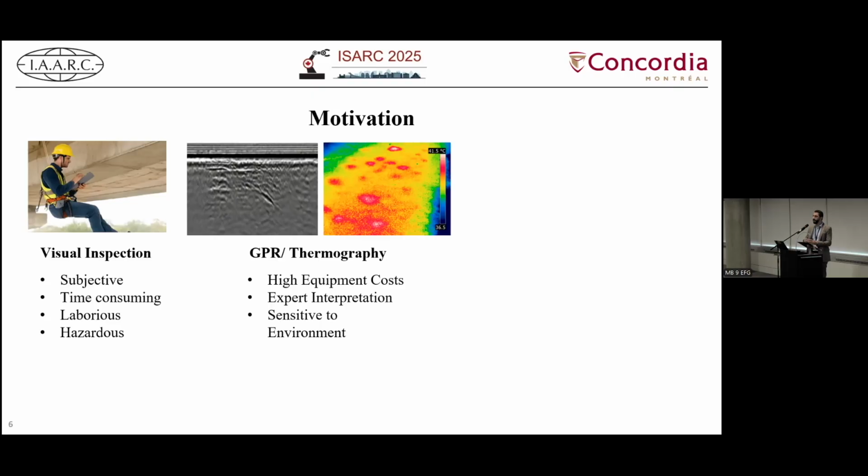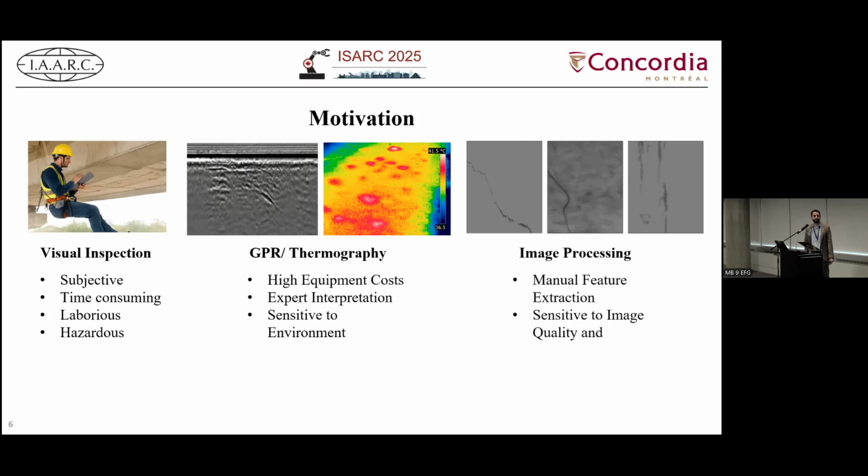Then people tried to use equipment like GPR, thermography, and other types of equipment. Despite reporting some good results, there are 2 main drawbacks of this equipment. Specifically, they have a high capital cost to run them, and you need an expert for the interpretation of the results. So they decided, you know what, let's go to image processing.